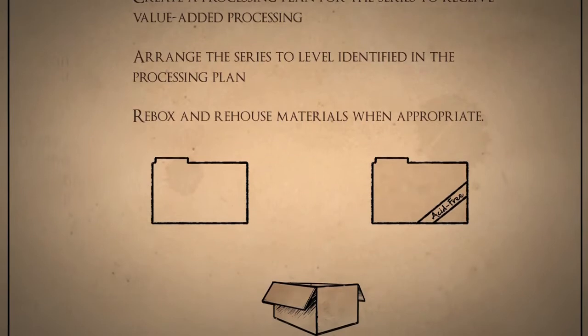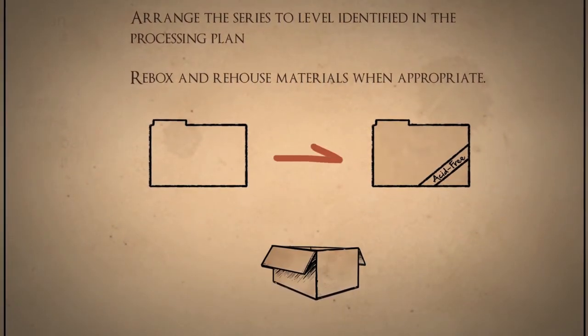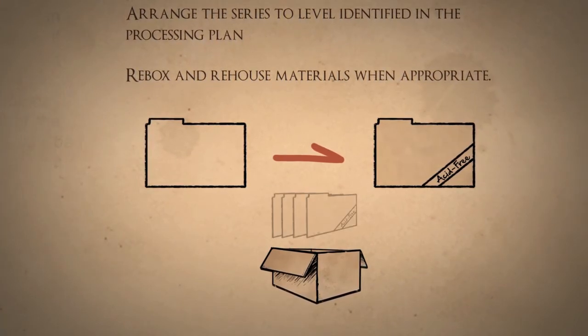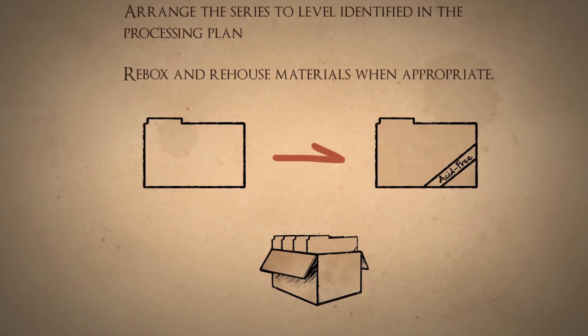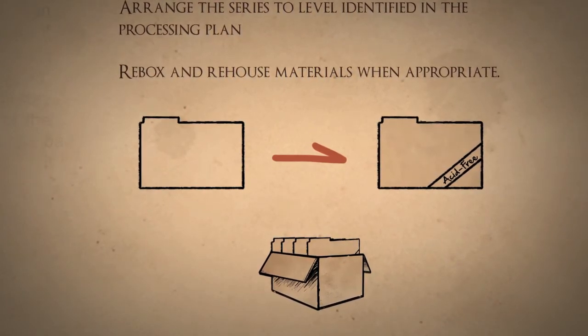Rebox and rehouse the materials when appropriate. Replace original file folders with acid-free folders and containers. Containers should be full enough that material does not sag, but not so full that it is difficult to remove and replace folders within the box.